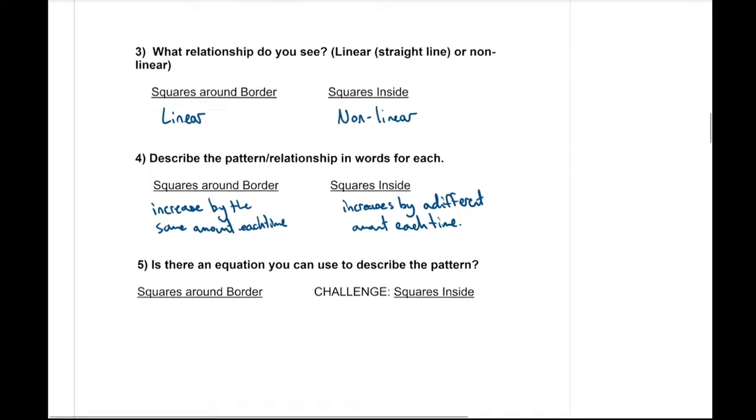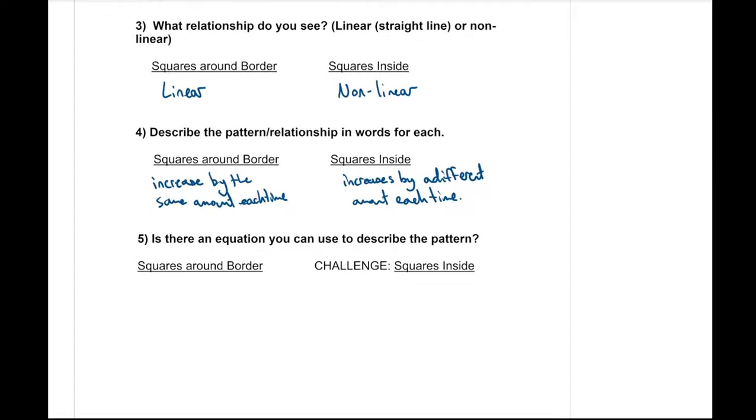Is there an equation that you can use to describe the pattern? So again, if we go back to our first table and look at the pattern, we already know that it's changing by 4 every single time. So because of that, we should recognize that our multiplier is going to be 4. So we should have something along the lines of y equals 4x, right? 4 times the input number or 4 times the position number. If you prefer, I can put it as tiles equals 4 times the position number.